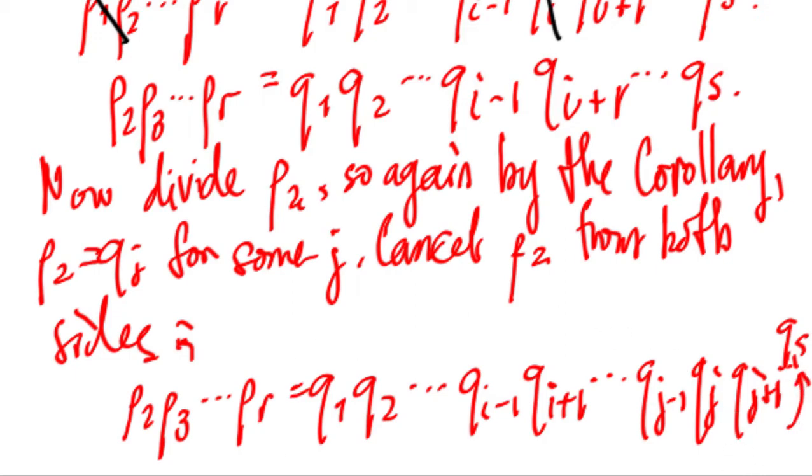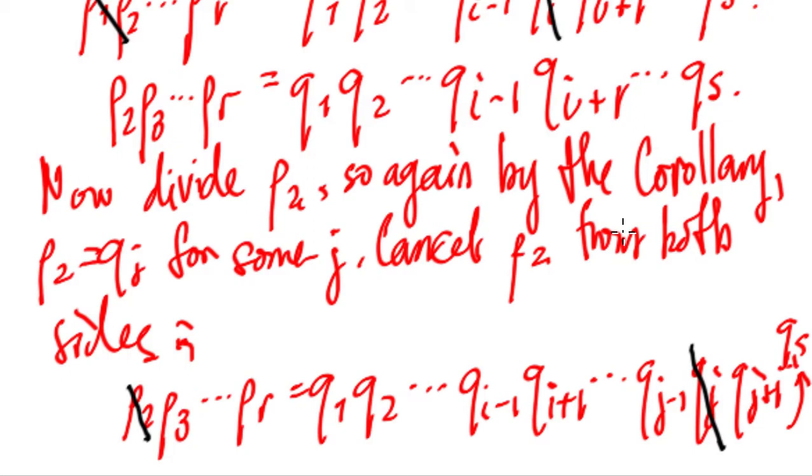Okay, now what we want to do is to cancel out the p sub 2, since we say that it's equal to q sub j. Okay, it's equal to p sub j. So we'll cancel this p sub 2, and then we'll cancel this q sub j. Okay, and then after this, we continue this process for all of it.